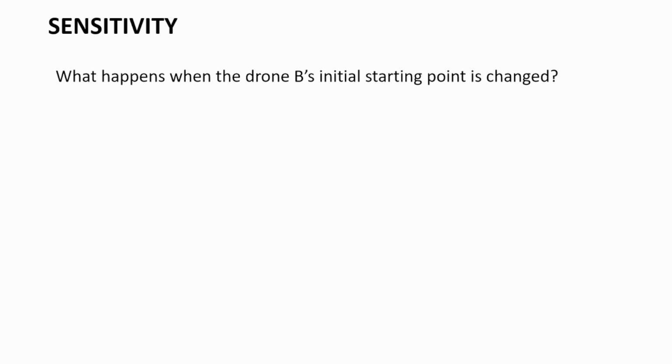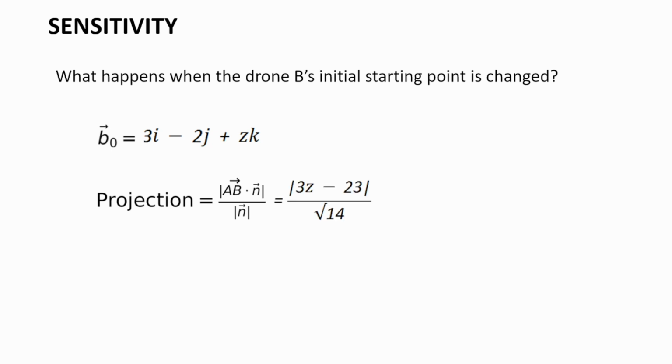Let us discuss a few variations to our model, that is, the sensitivity of our model. What happens when drone B's initial starting point is changed? Let us assume that the initial starting point of drone B is 3i minus 2j plus z k cap, and we'll do all the calculations again. That is, we'll calculate the projection, that is the closest distance, and it turns out to be the modulus of 3z minus 23 over root 14. Initially, we took the z coordinate as 9, and if you plug in z as 9 over here, we'll get the same value of 1.07 meters as the closest distance between the drones.